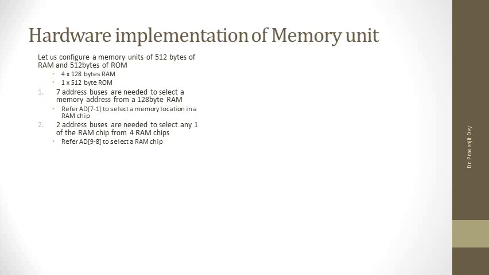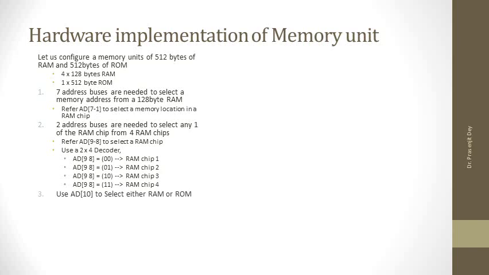Here we are going to use address lines 9 and 8 to select any one of the 4 RAM chips, and for that purpose we are going to use a 2 cross 4 decoder. If the input to the decoder is 00, we select RAM chip 1. If the input is 01, we select RAM chip 2. If the input is 10, we select RAM chip 3. And if the input is 11, we select RAM chip 4.